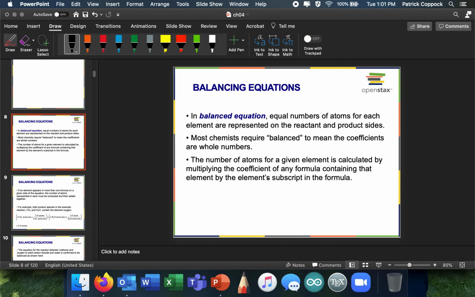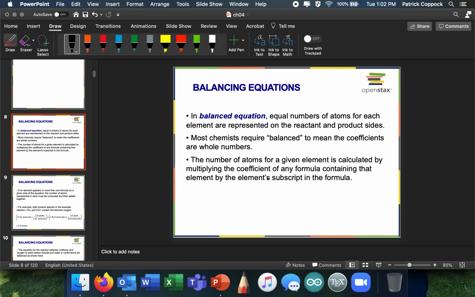We're going to talk about balancing equations. By balance, we mean that in an equation, there are equal numbers of atoms of each element on both the reactant side and the product side. Right? That's what we mean by balanced.